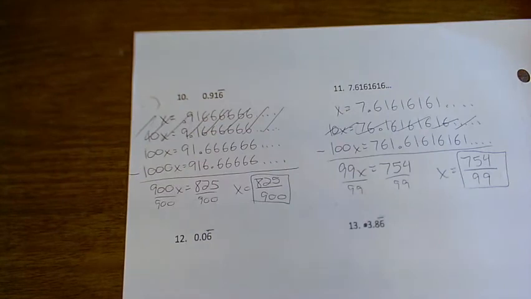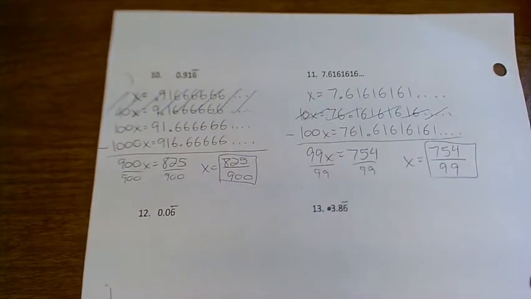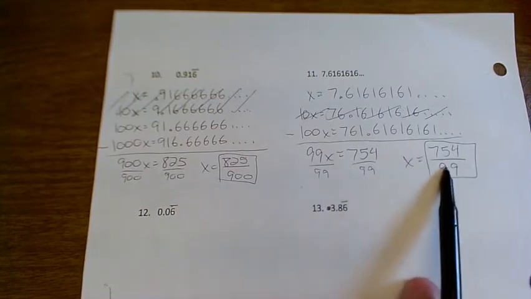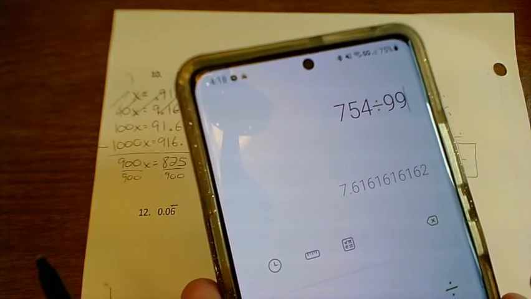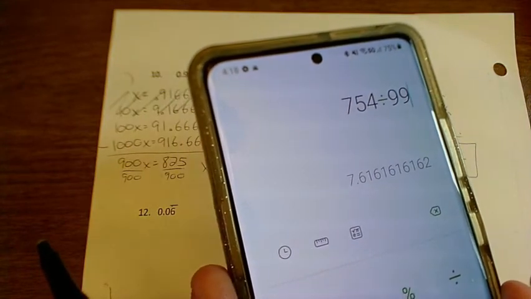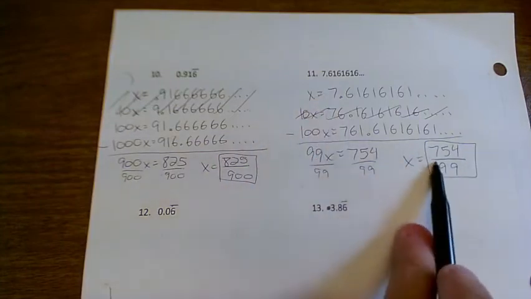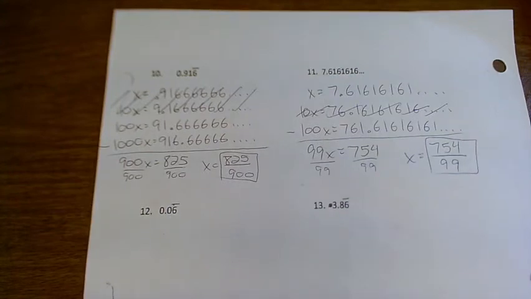Also, which I haven't suggested yet, is that you should always check your answer. So if you're not sure if you did it right, just type that fraction into your calculator to see if you really get the decimal you're supposed to. So here's, for example, this one. 754 divided by 99 is 7.61616161. Okay, so you can always check your work. If it doesn't come out to be the same thing, then you know that you made a mistake somewhere.